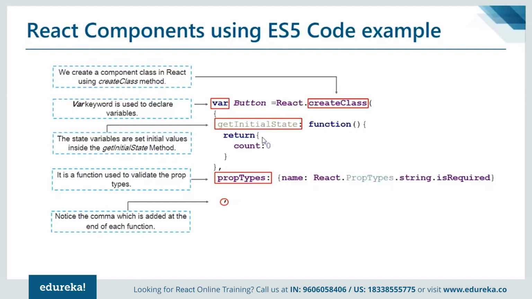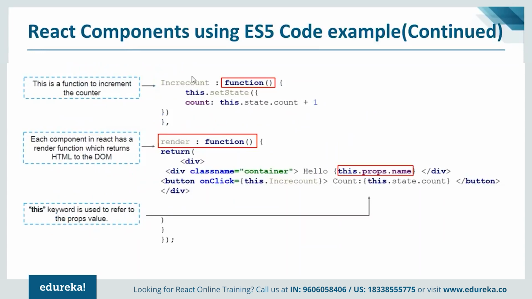And since it is a function or a method, there needs to be a comma separator. It's a function which is used to validate the prop types. There is a comma added to the end of each function. Now, continuing to this, we have another function which is called increCount. This is a function to increment the counter. And at last, we have a render function. These two functions are again separated by a comma over here.